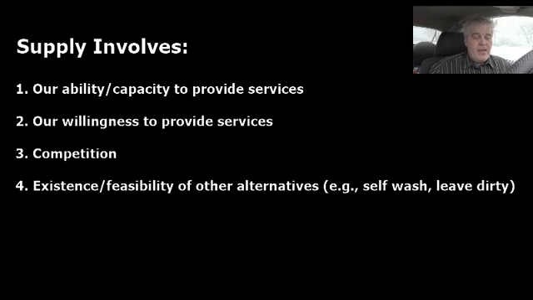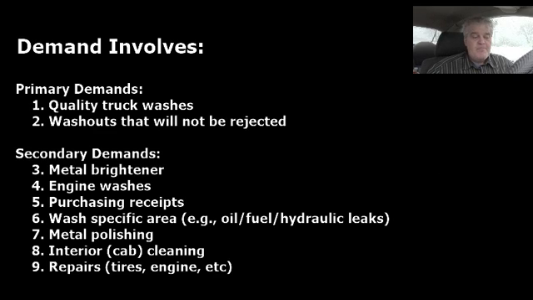And then the existence and feasibility of other alternatives for our customers, which in this case would be things like self-washes. Is there a self-wash where a truck that large can pull in and pull out a hose and start washing it themselves? Do they have access to some other garden hose somewhere that could reach around an 18-wheeler? Or is it feasible for them to just leave it dirty? So all of those things really kind of define what our supply is. Now, I'm going to come back and look at these later in terms of how we actually fulfilled these, but let's move on to demands.